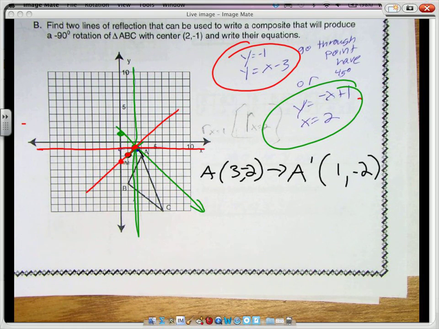Okay, I'm going to leave that up for a few minutes because you need to make sure that's copied down onto your paper because we will have a homework quiz on Friday. Okay, and this stuff will be on it.